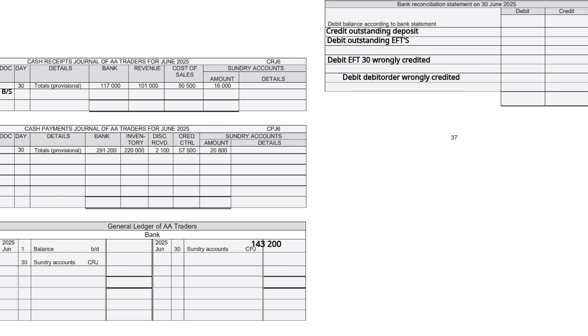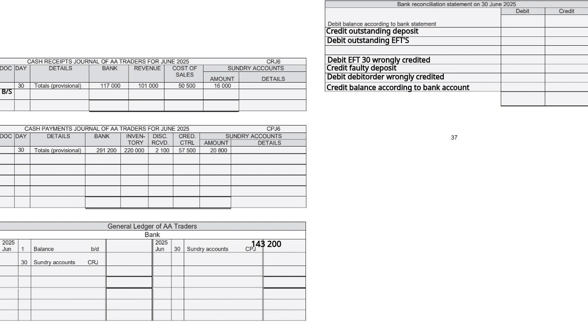In this case, we also had a debit order that was wrongly debited, and we also had a credit faulty deposit. And then we have our credit balance according to bank account at the end.